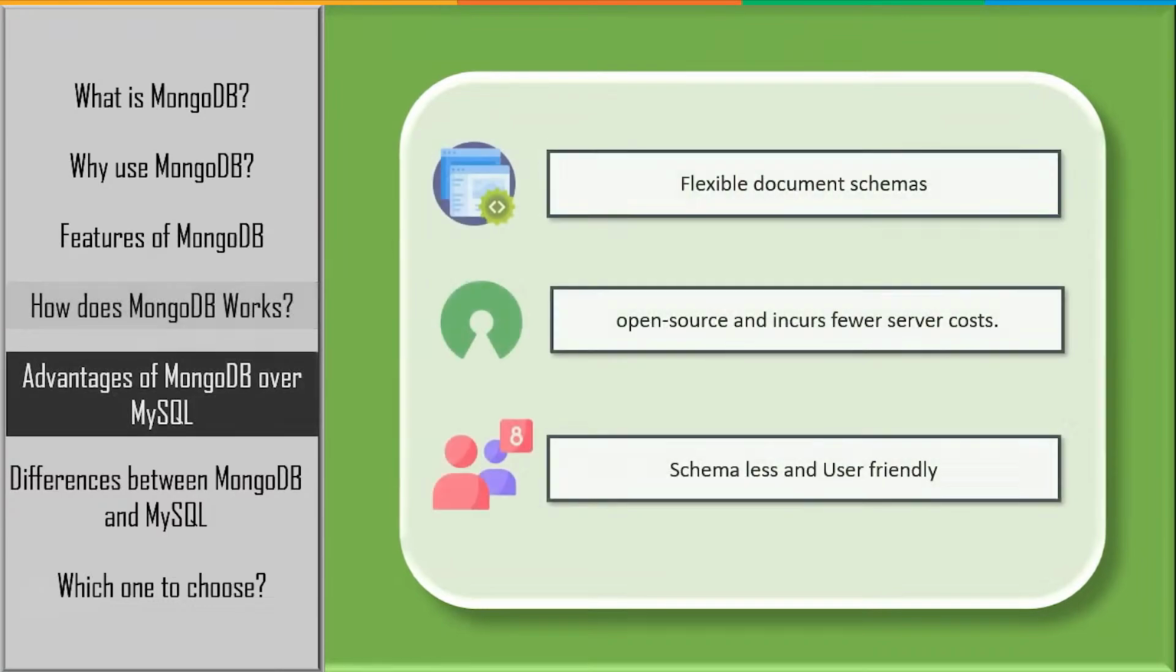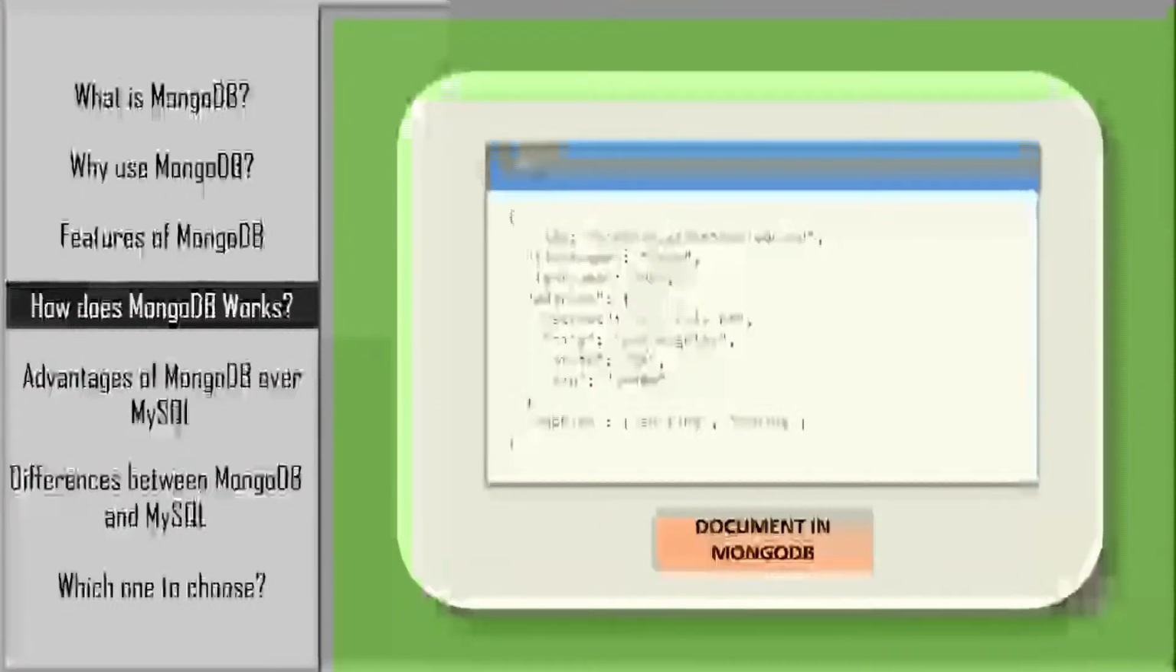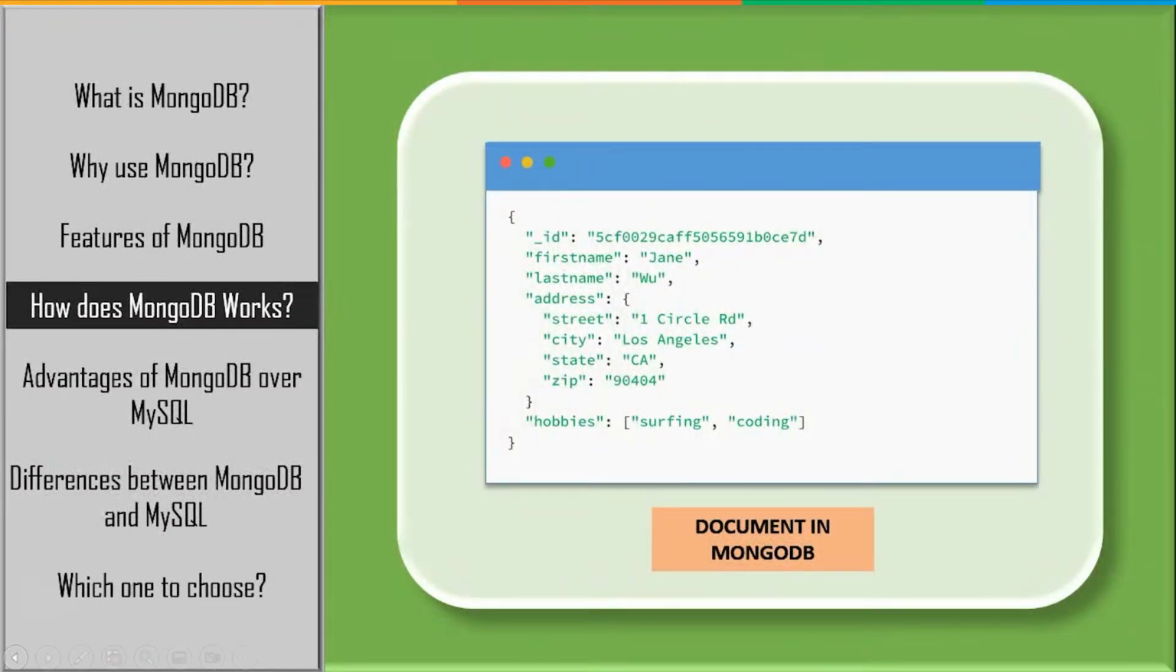So this is basically an example of how a document looks like in a MongoDB database, guys. So we have various fields here such as ID, first name, last name, address, street, city, state, and zip, and hobbies. So instead of storing them in a row and column, we are just storing it as a document file here. So that is what MongoDB is and how it exactly works.